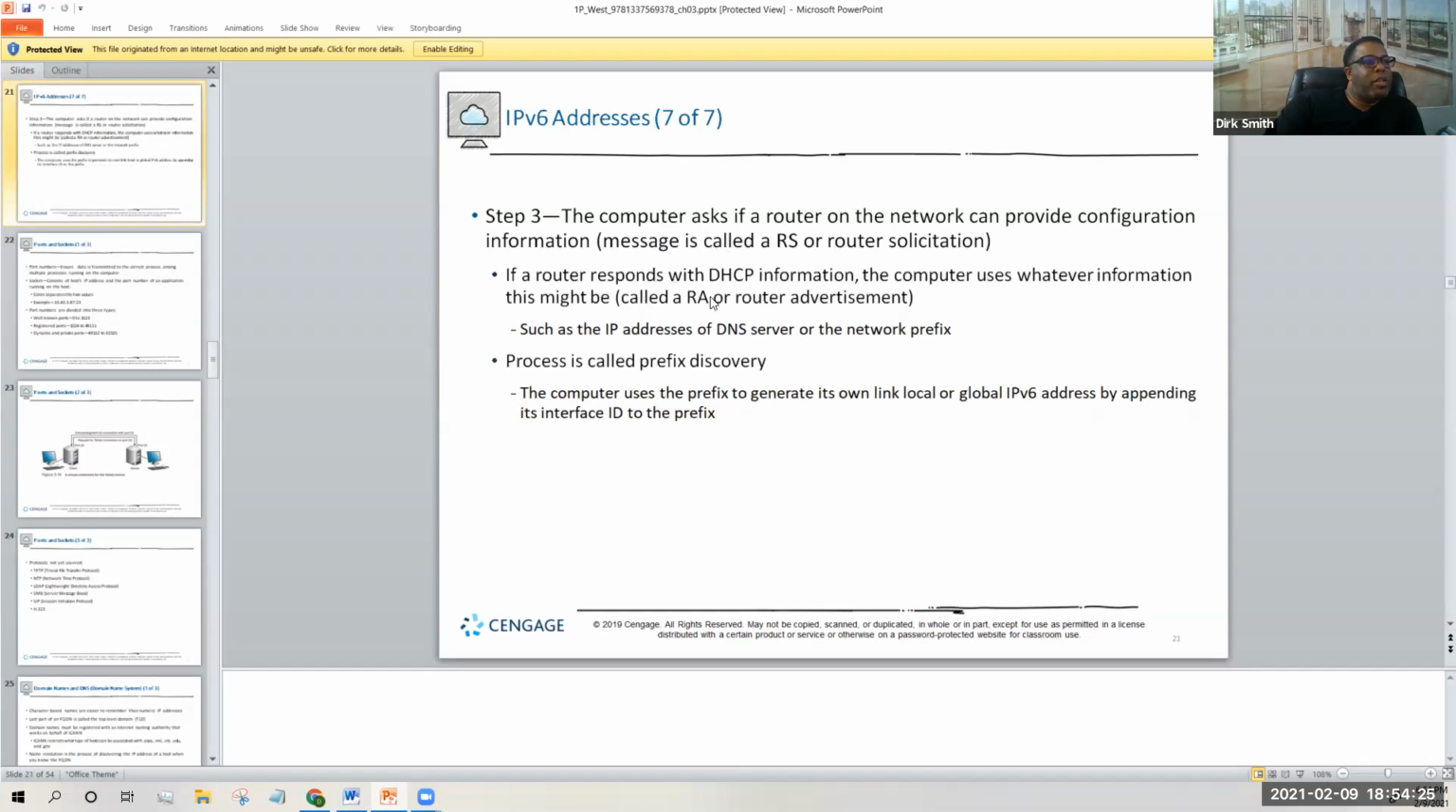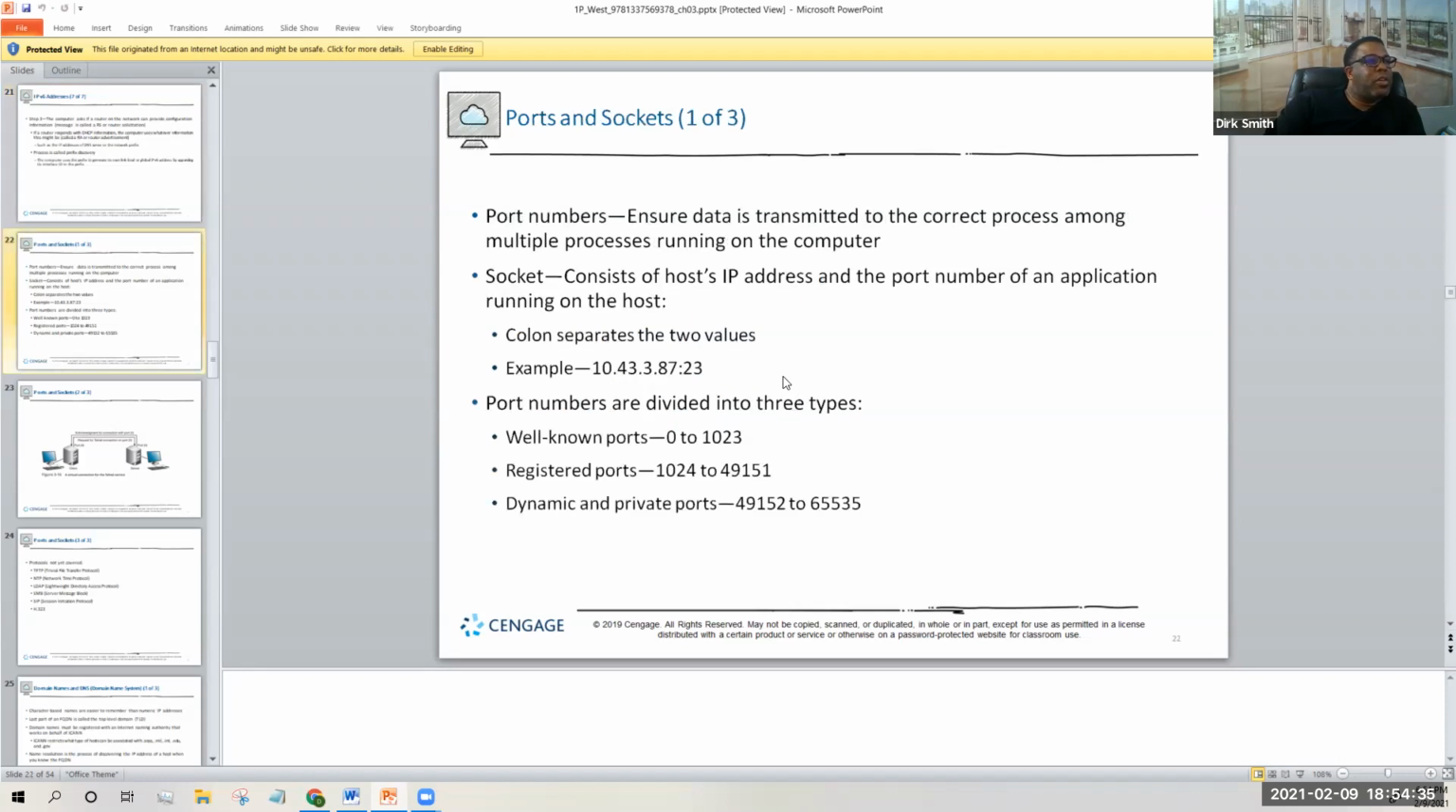If the router responds with the information, the computer uses whatever information might be called. Okay, and then the process is called prefix discovery. Okay, so you have your port numbers. We're going to talk about ports and sockets.